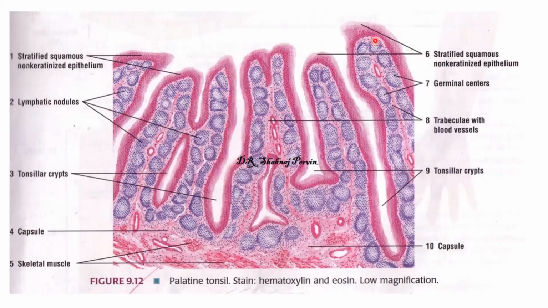So identification is what? This is the tonsil, and the identification points: crypts are present, lymphatic nodules are present, and non-keratinized stratified squamous lining epithelium is present. Why? Because it is inside the oral cavity. So this is the tonsil.